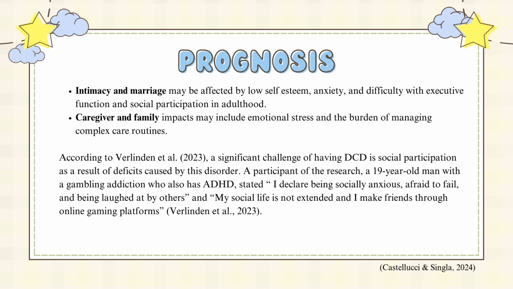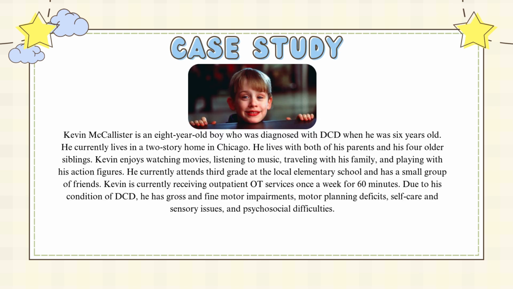Now, moving on to our case study, we have Kevin McAllister. He's an 8-year-old boy who was diagnosed with DCD when he was 6 years old. He currently lives in a 2-story home in Chicago with both of his parents and his 4 older siblings. Kevin enjoys watching movies, listening to music, traveling with his family, and playing with action figures. He currently attends the 3rd grade at the local elementary school and has a small group of friends.